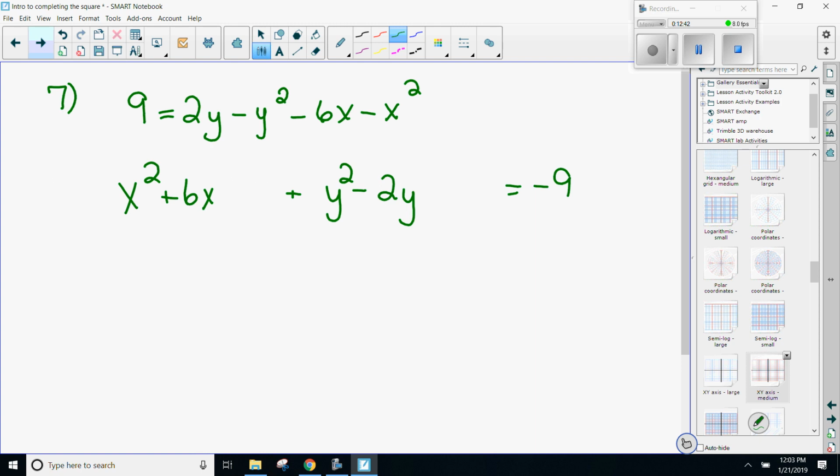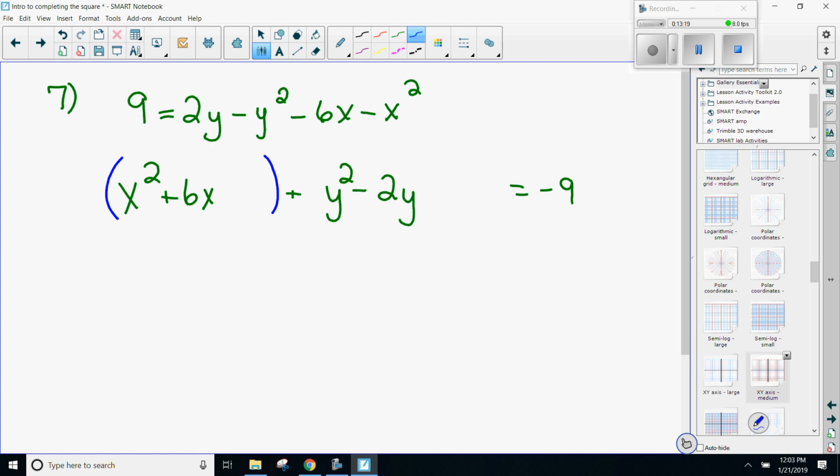If I keep it on this side, I would have a plus 9 right here equals 0. If I move everything over, it changes the sign when you move the side, so you get positive x squared plus 6x plus y squared minus 2y plus 9 equals 0. But then I want to move the 9 over to the other side, and that's where we just get the -9. What's the next step?